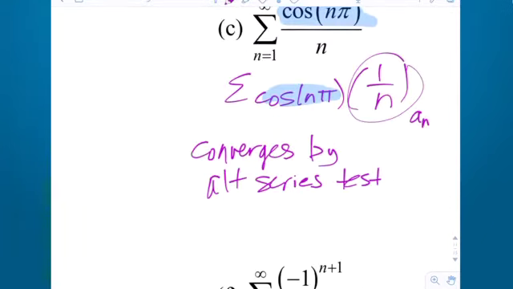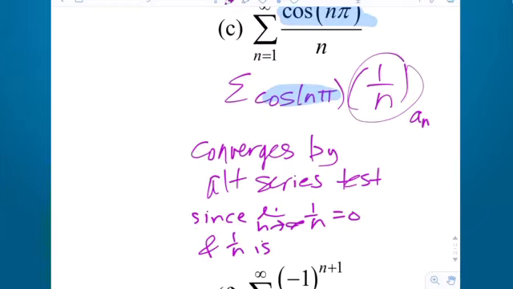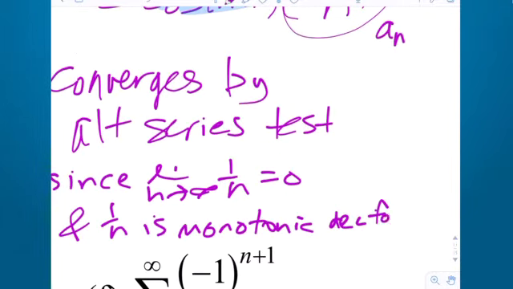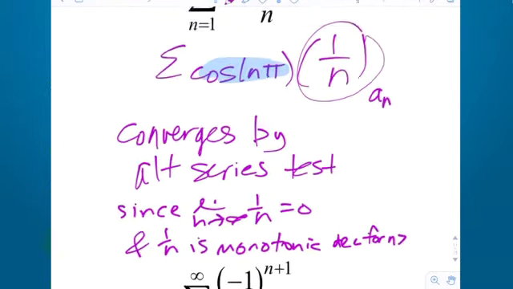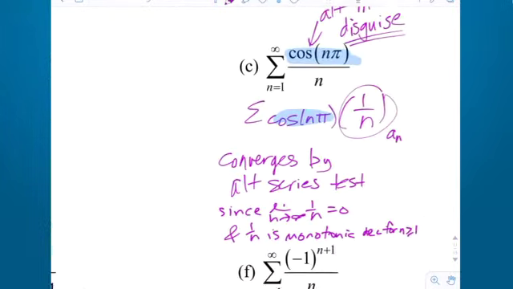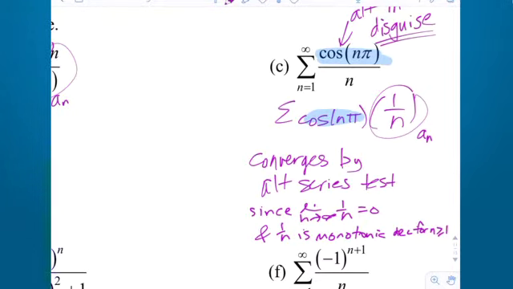Now, if you wanted to say it, you'd have to say since the limit as n goes to infinity of 1 over n equals 0, and 1 over n is monotonic decreasing for n greater than or equal to 1, which is where we're starting, then the series converges by the alternating series test.